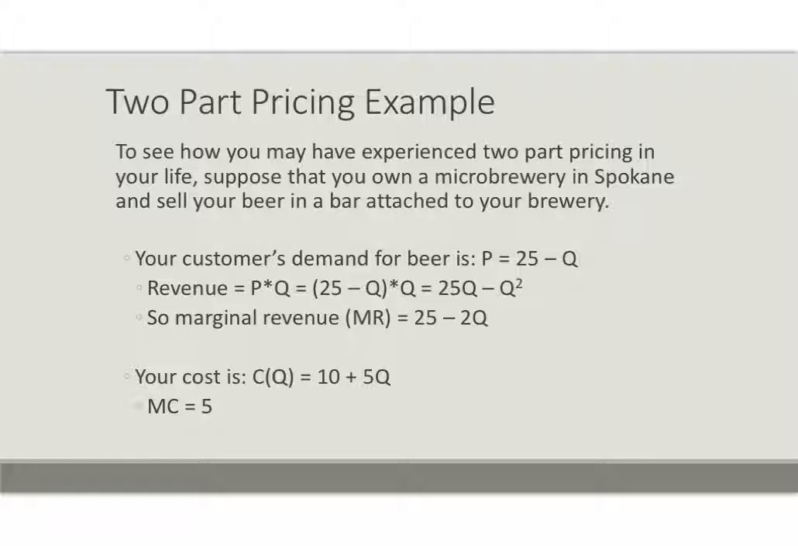So let's talk about a specific example. Let's suppose that you're in Spokane and you own a microbrewery and you sell your beer in a bar attached to your brewery. Okay, so we go out, we estimate your demand curve. If we multiply your demand curve by quantity, we get your total revenue, which is here. And if we take the derivative of that, and you don't need to worry about taking the derivative, we get your marginal revenue. You have a total cost that is here, and you have a marginal cost that's here. Okay, so this is all just going to set up how we can talk about two-part pricing. So just bear with me through the math here.